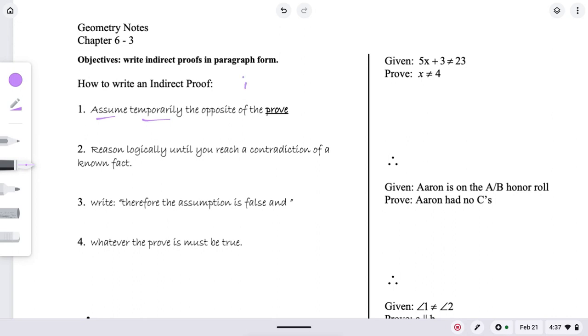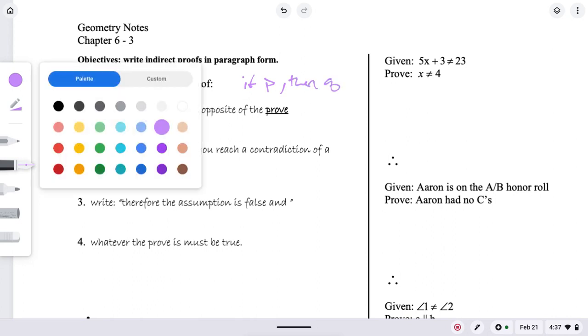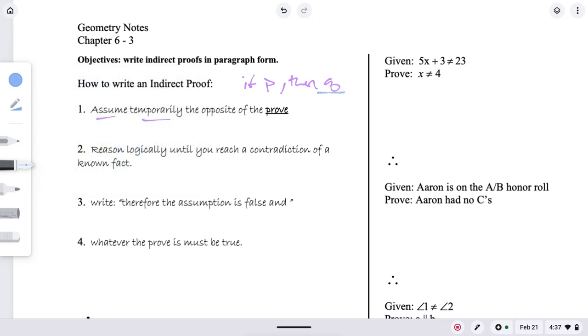So if there's an if-then statement, if P, then Q, I'm trying to prove Q, right? My conclusion is the thing that I'm trying to prove. So I needed to see that kind of for my own purposes when I was learning this work. So I figure you would probably need that too. It's always the then part of your statement that you're trying to prove.